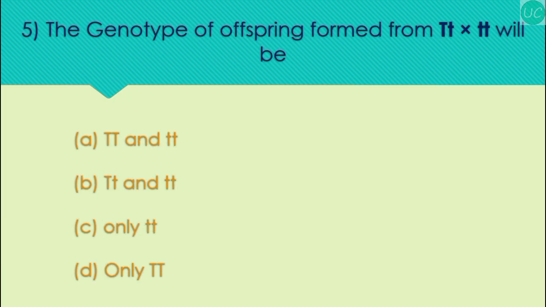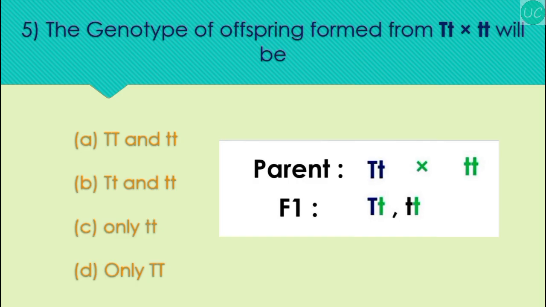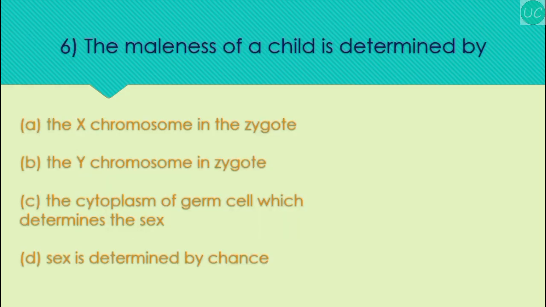Okay, our next question is the genotype of offspring formed from heterozygous allele, that is capital T small t, crossed with homozygous recessive allele will be. So the correct answer, as you can see from the diagram, if the parent are capital T small t crossed with recessive allele small t, the F1 generation will have two types of genotype, that is capital T small t and small t. So the correct option over here is B, that is capital T small t heterozygous and small t homozygous recessive allele.